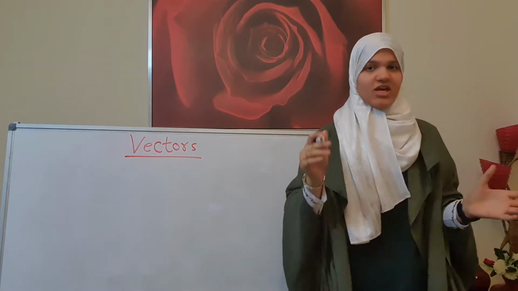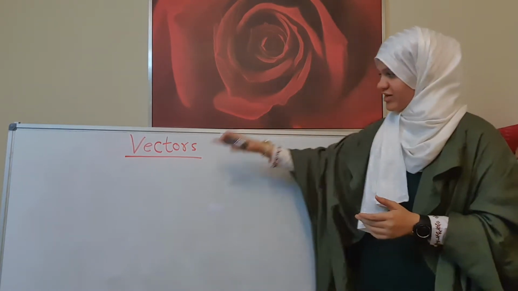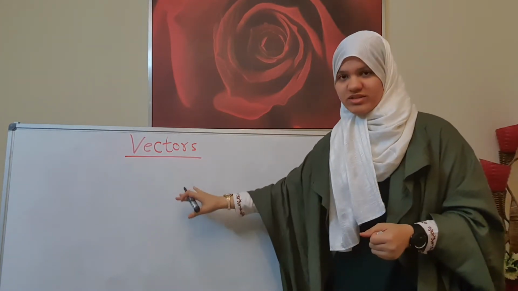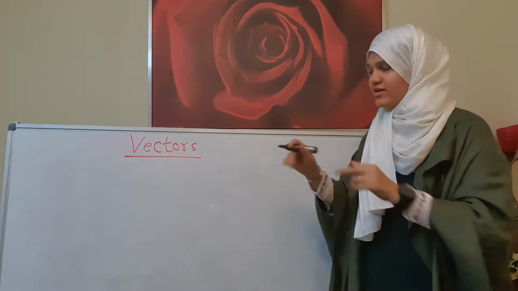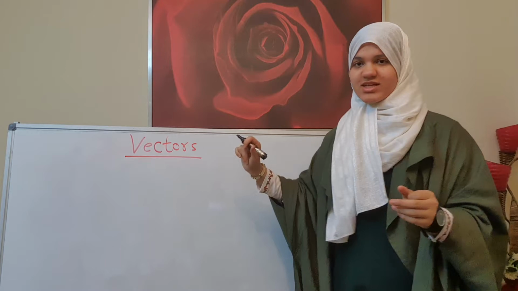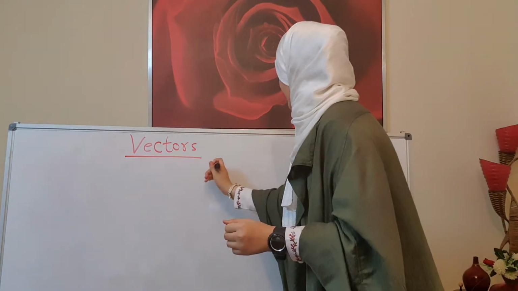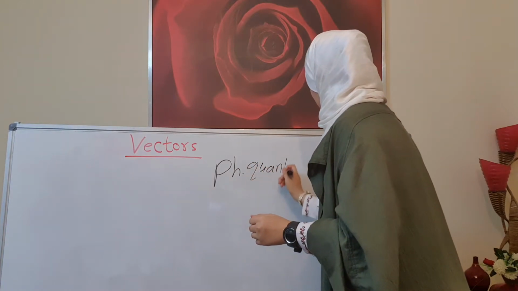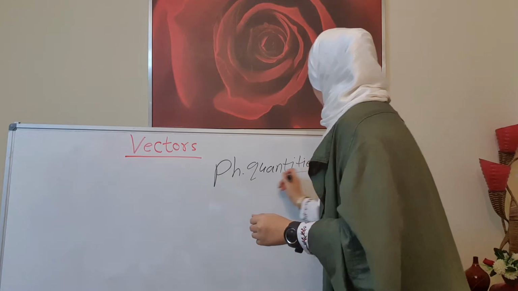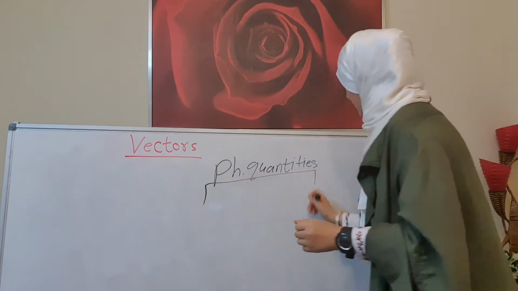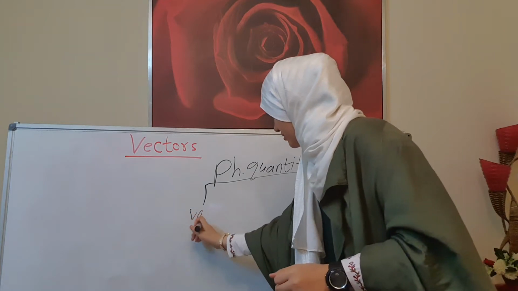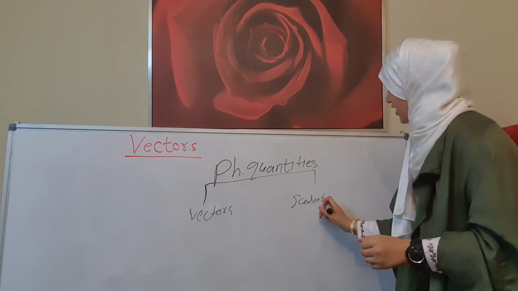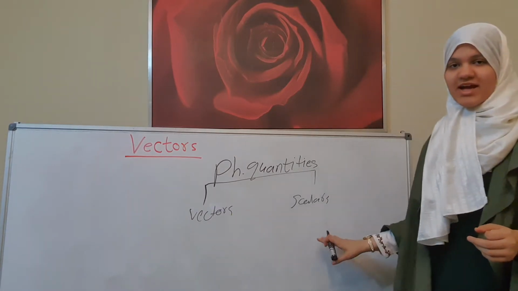Okay, vector physical quantity. The first thing is that vectors come with scalars. That means physical quantities are classified into two: vectors and scalars. Okay, now what is the difference between vectors and scalars?